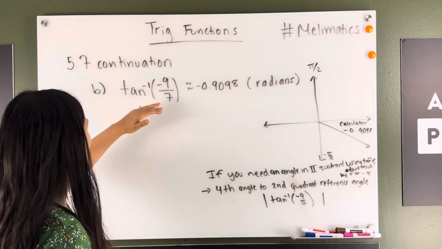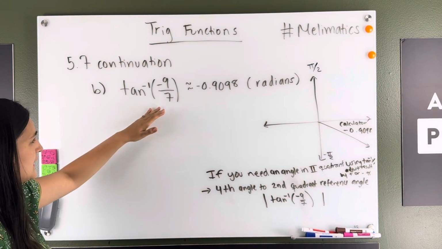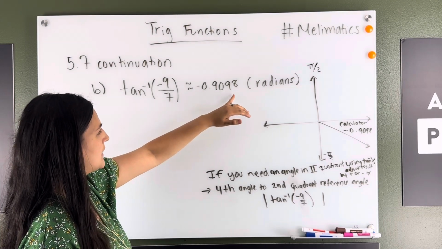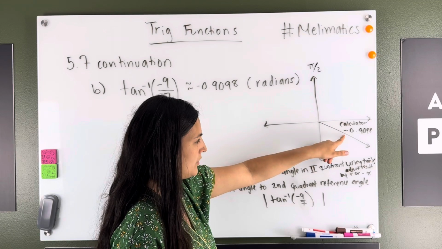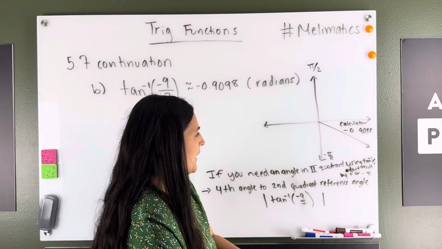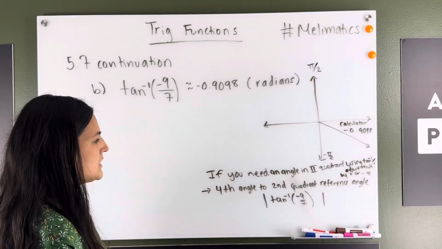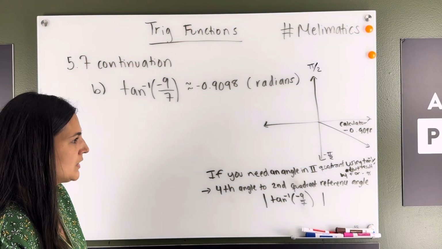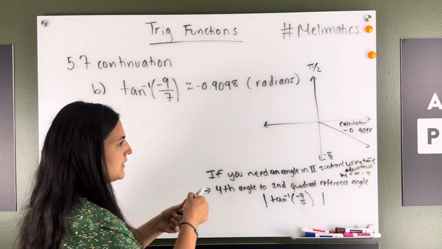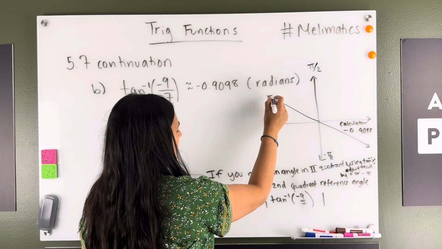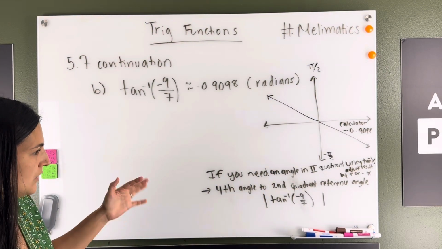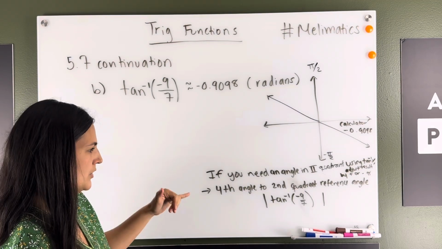But when we plug this value into the calculator, we get -0.9098, which is going to be a value in the fourth quadrant, right? And that makes sense in terms of it giving us a negative. Okay, so in general, if you need an angle in the second quadrant and you're in the fourth quadrant with arctangent, you add pi to adjust the result and get the needed angle.